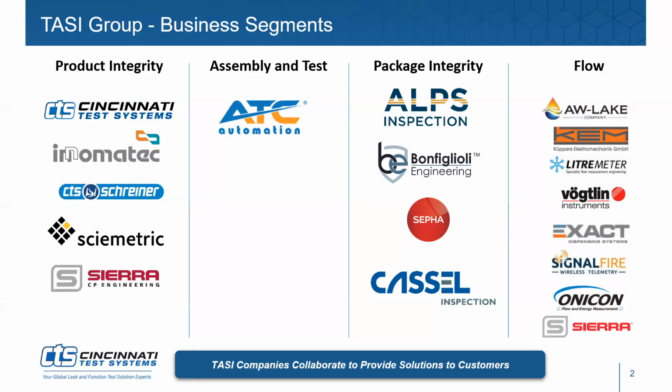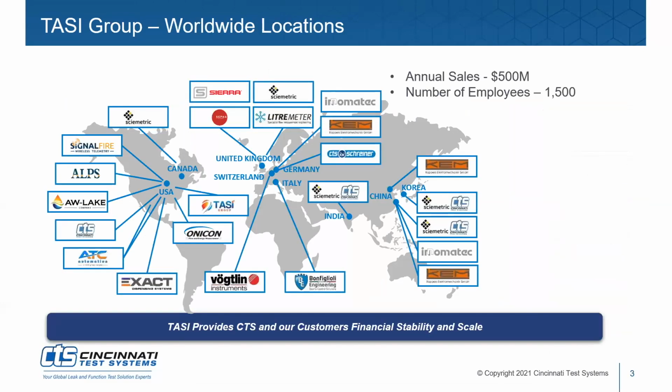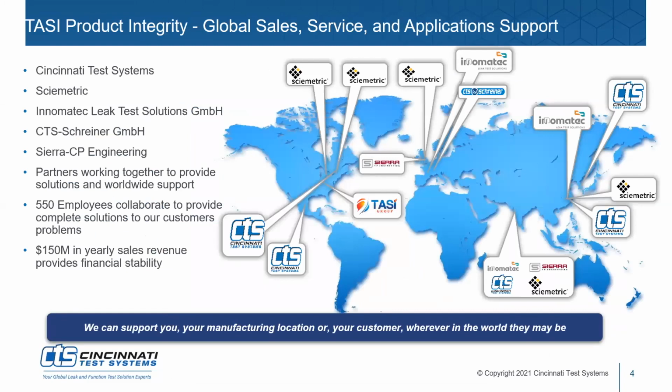CTS is part of the TASI group, and TASI now is comprised of 18 independent companies in various specialties. The one that CTS is involved with primarily is the Product Integrity Group, and we're the largest member of that group. TASI as a whole is a very well-funded company, annual sales of about $500 million, and about 1,500 employees worldwide. The Product Integrity Group that we are part of is roughly 1/3 of the size of TASI, so about 550 employees and about 150 million in annual sales. CTS is responsible for roughly half of that business volume annually. So we are a significant member of the TASI family.